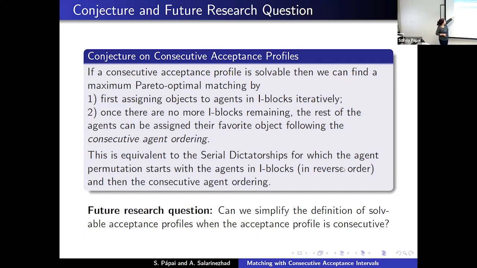Okay. So basically here, we are conjecturing that if a consecutive acceptance profile is solvable, then we can find a maximum Pareto-optimal matching. By the way, it doesn't find all the maximums. But first by assigning objects to agents in I blocks iteratively. So these are the vulnerable agents. And then for the remaining ones, we just do the consecutive agent ordering and we assign objects to them in that order. So the serial dictatorship would start with agents in the I blocks, but we may have to iterate that. And then we use the consecutive agent ordering.